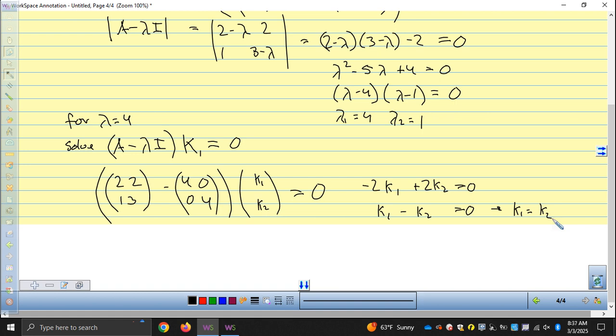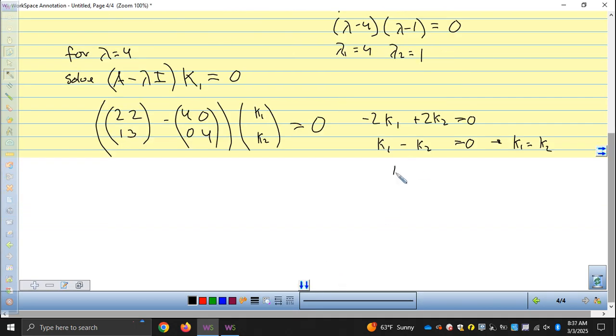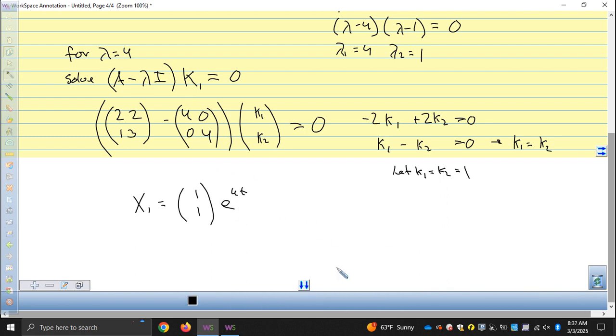Any numbers that we pick that satisfy this are just going to be a scalar multiple of another one. So pick the easiest numbers. I'm going to let k1 equal k2 equal 1. So our solution associated with this eigenvalue, x1, is the column vector 1, 1, e to the lambda t. And that's one of the solutions that we verified previously.